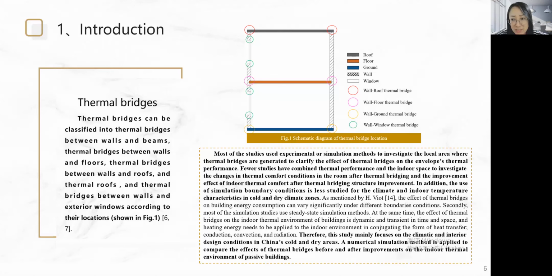In addition, there are fewer studies on simulation boundary conditions for the climate and indoor temperature characteristics in cold and dry climate zones. Therefore, this study mainly focuses on the climatic and interior design conditions in China's cold and dry areas. A numerical simulation method is applied to compare the effects of thermal bridges before and after improvements on the indoor thermal environment of passive buildings.